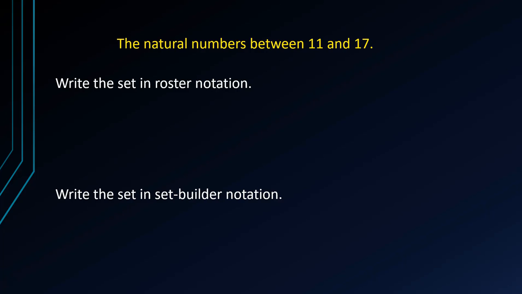So basically, in roster notation, I'm just going to list the numbers between 11 and 17. Now, it's saying between 11 and 17. 11 and 17 are not between themselves. I mean, they're basically the boundaries. So any of the natural numbers between them. So 12, 13, 14, 15, and 16 would be the list of numbers that are described by that description.